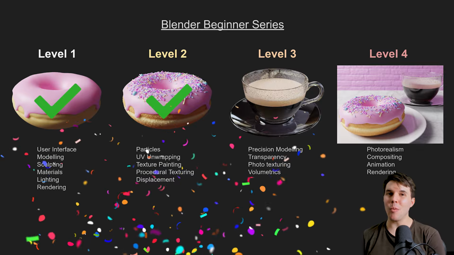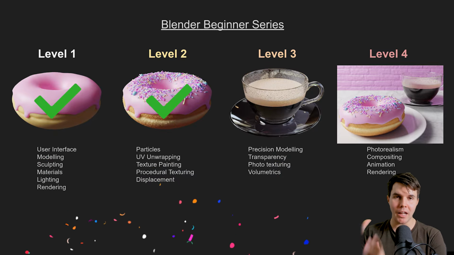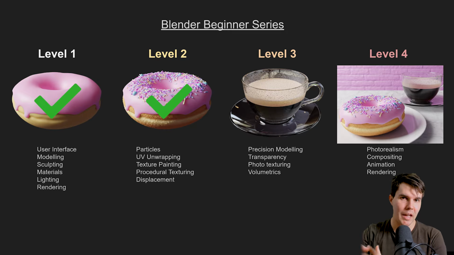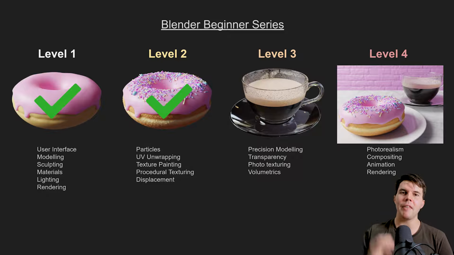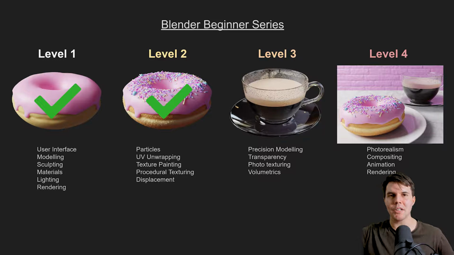Level 3, we are going to do a coffee mug, a glass coffee mug with coffee in it, and that's going to involve transparency, volumetrics, texturing, UV unwrapping. And then level 4, we're going to put both the donut and the coffee together, add a brick wall, a counter table, as well as do a little finished animation. So we're halfway through it, guys. I hope you will continue the series.